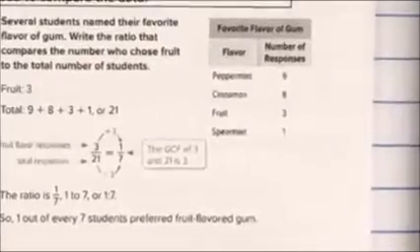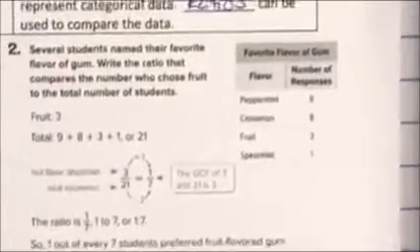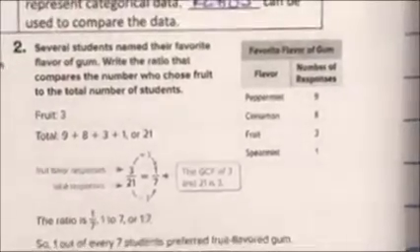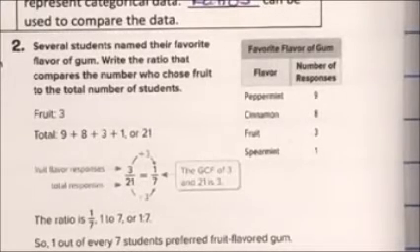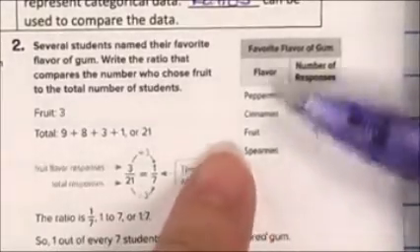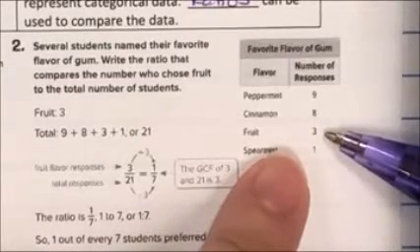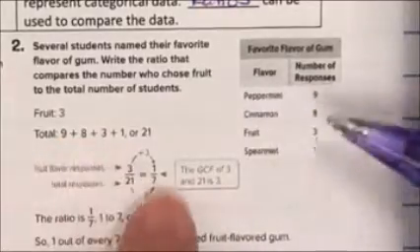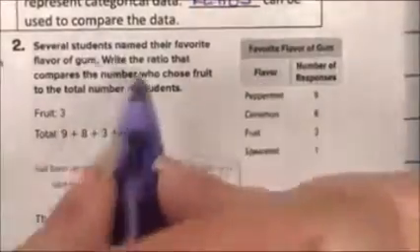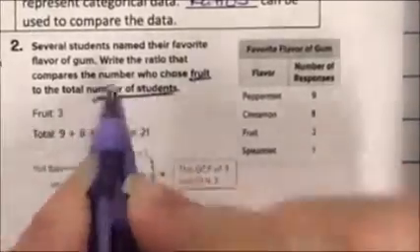The second problem I have should go in order, okay? The second problem is several students named their favorite flavor of gum. Write the ratio that compares the number who chose fruit to the total number of students. So I'm going to look at my table and look for where fruit is. It says 3, so that means 3 people chose fruit. So fruit is 3, and then the total number of students. I'm comparing fruit to total number of students.